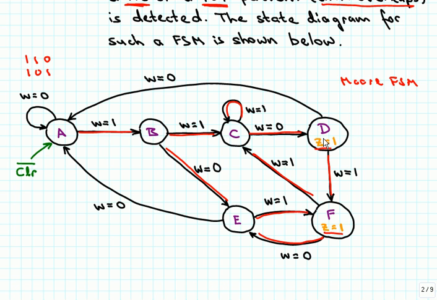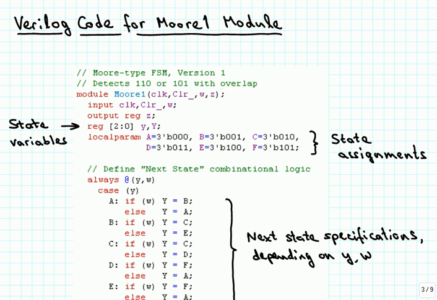So now the idea is to encode this in Verilog. Our first way of doing this is going to be the Moore 1 module. And here we implement it in such a way that we have 3 procedural blocks, one for each of the main tasks, namely the next state specification, and then the update of the state, and then finally the assignments at the output.